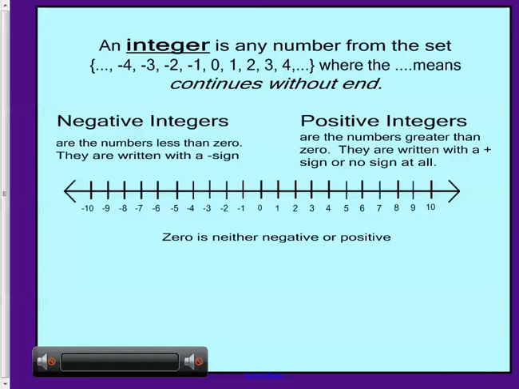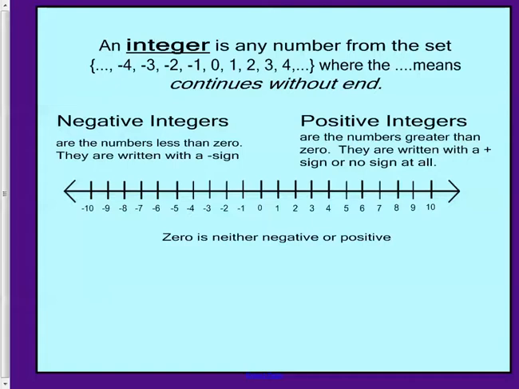Hey friends, today we're talking about integers. An integer is any of the negative and positive whole numbers. Okay, so a whole number is 0, 1, 2, 3, 4. All of its opposites, the negatives, are also integers.